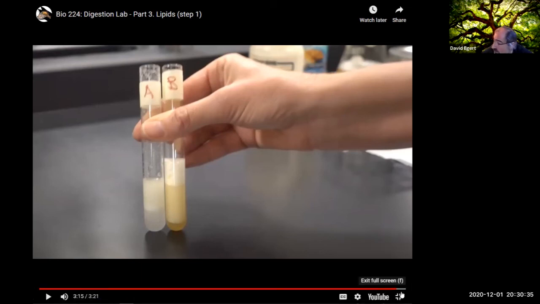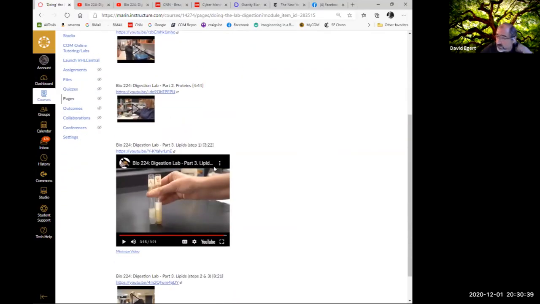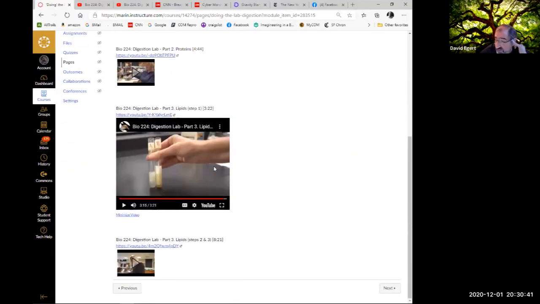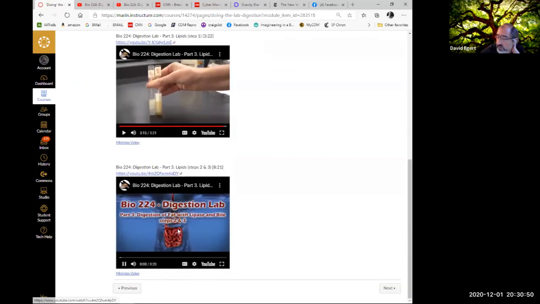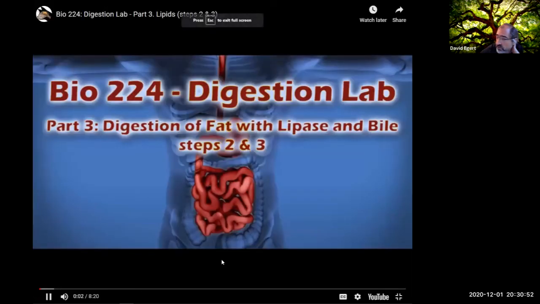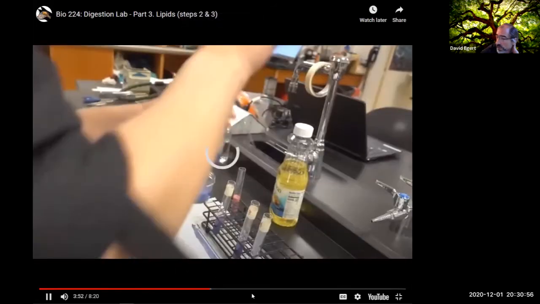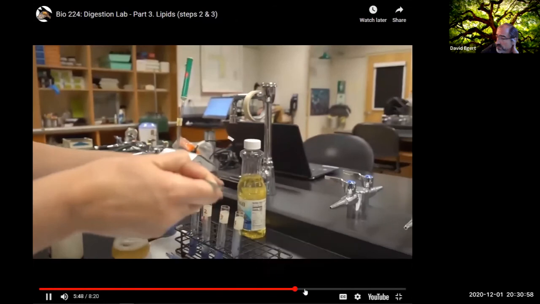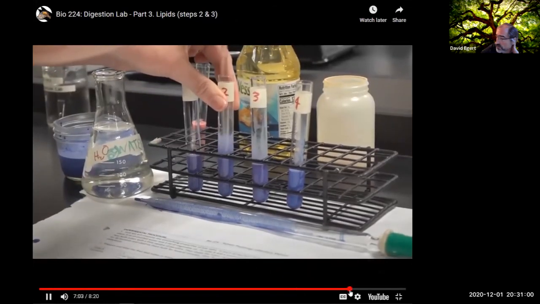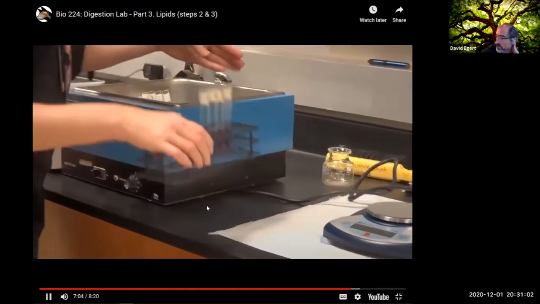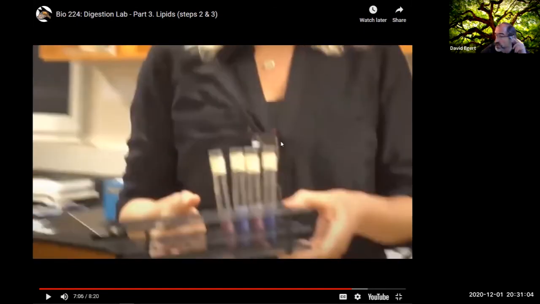So it's 12:30. What I would say is, you can watch this on your own. This is basically lipid step 2 and 3. You'll get to see what happens as you go through this whole thing. It's going to show how she does it, and incubate, coming out of the incubator and all that.